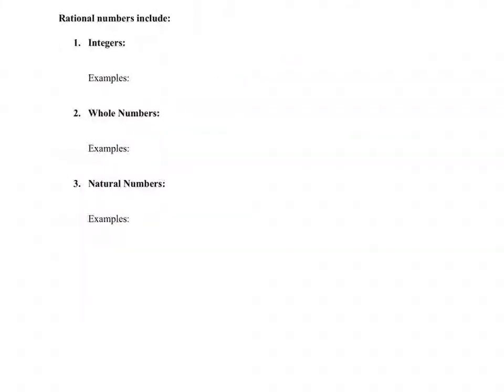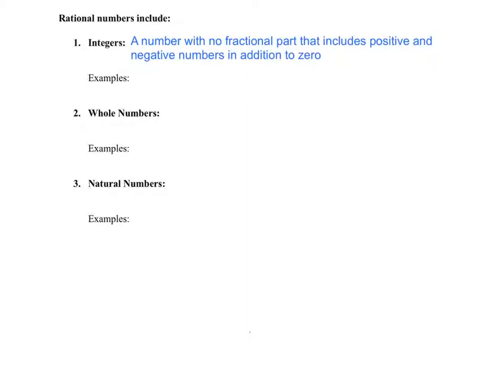Now let's discuss some additional examples of what rational numbers include. Rational numbers include integers. An integer is a number with no fractional part that includes positive and negative numbers in addition to 0. For example, -3 is an integer.